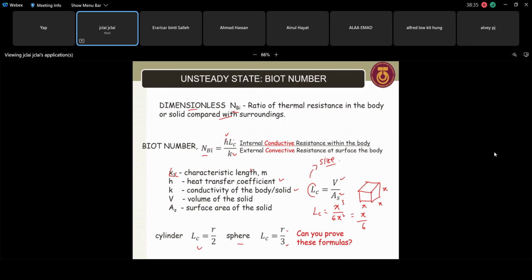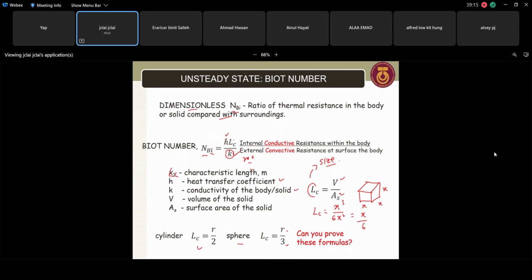So what does it mean? Let's start from K, which can be most easily understood. When the thermal conductivity is high, for example copper, right? The value of K is around 200 something for copper. When K is high, then your Biot number will be small, right?